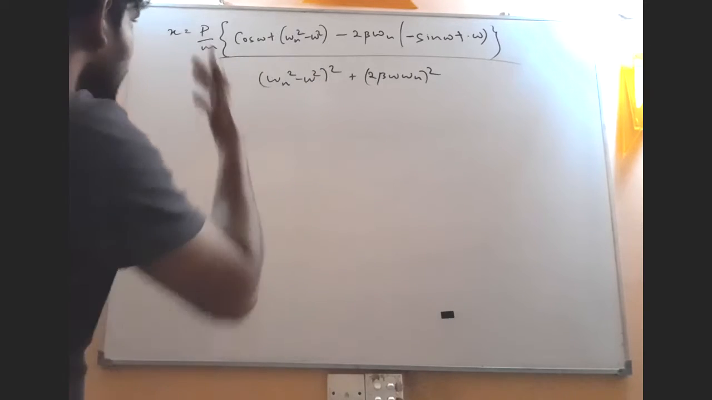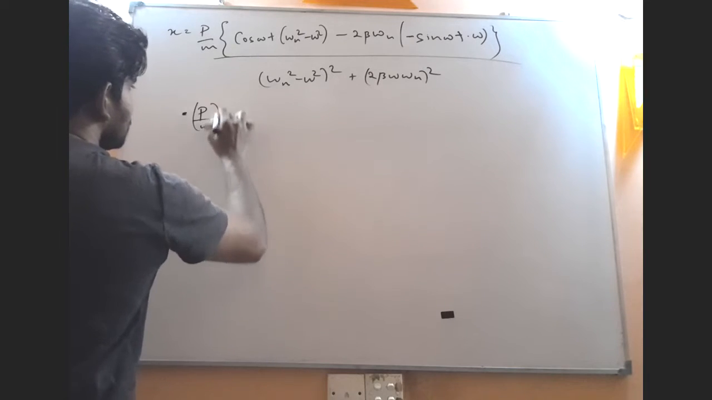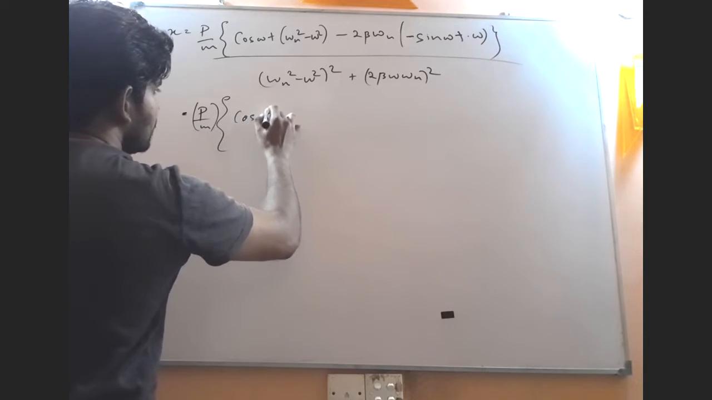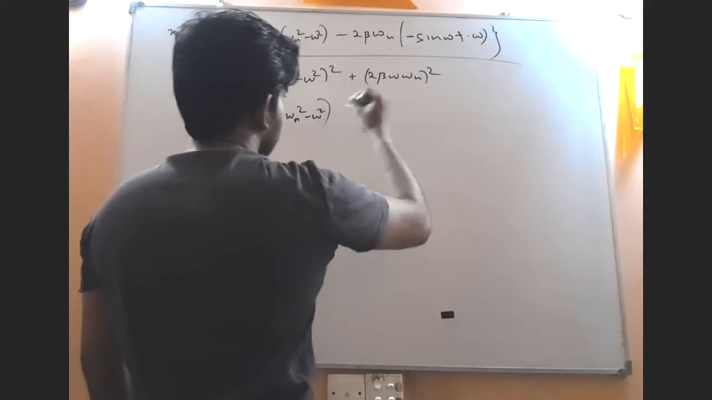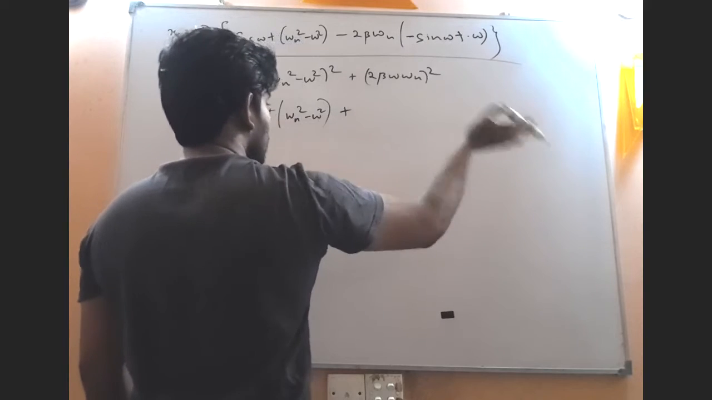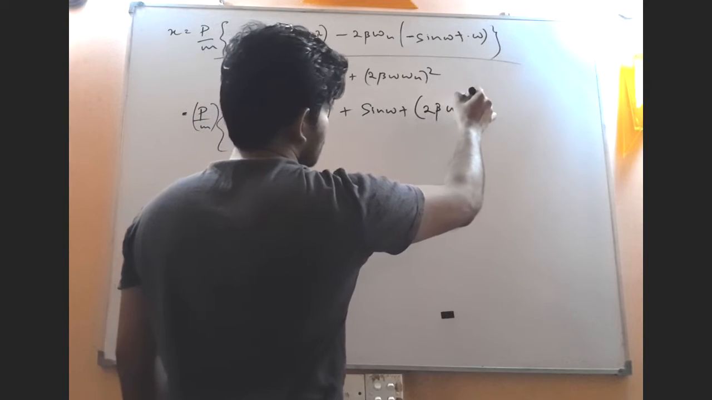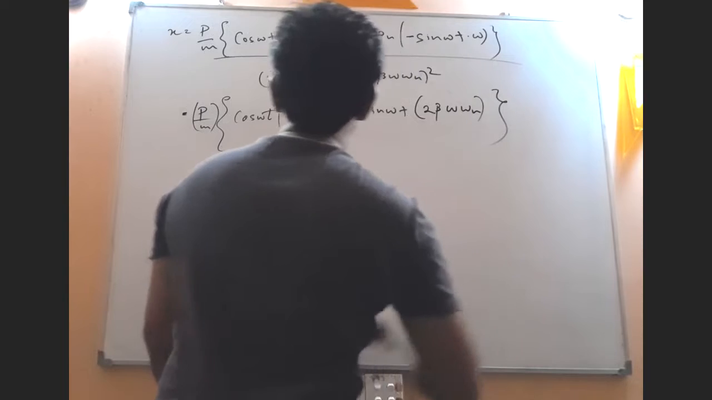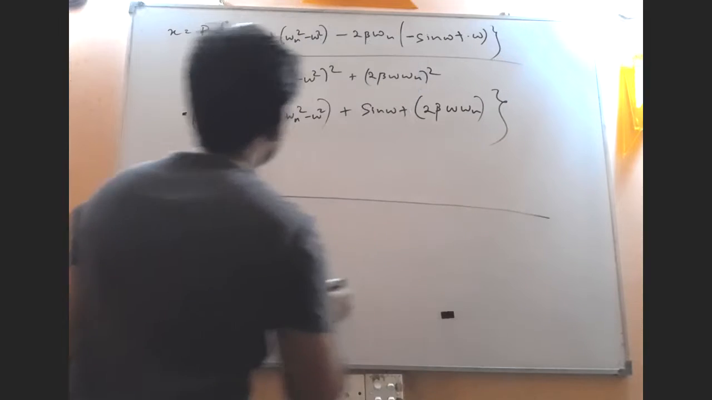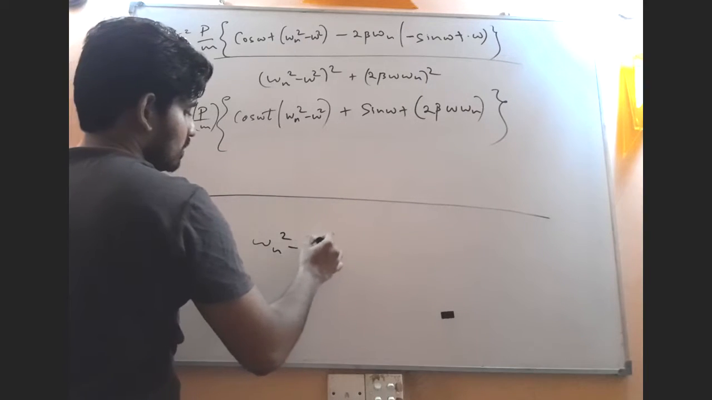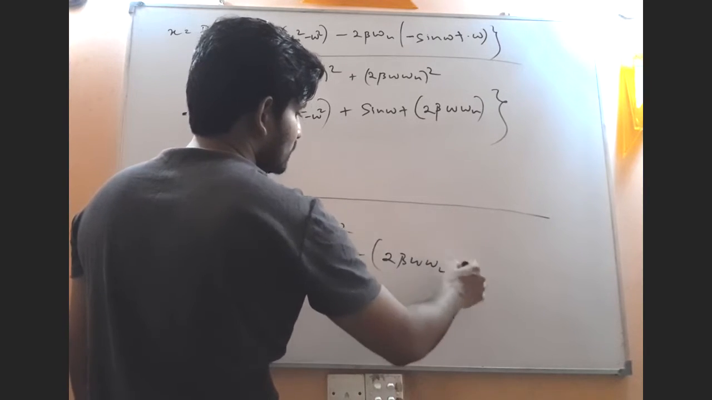Okay, so now let's simplify that. P divided by m, cos omega t times omega n squared minus omega squared plus sin omega t separately times 2 beta omega n separately, close the brackets, divided by omega n squared minus omega squared whole thing squared plus 2 beta omega n whole thing squared, right?